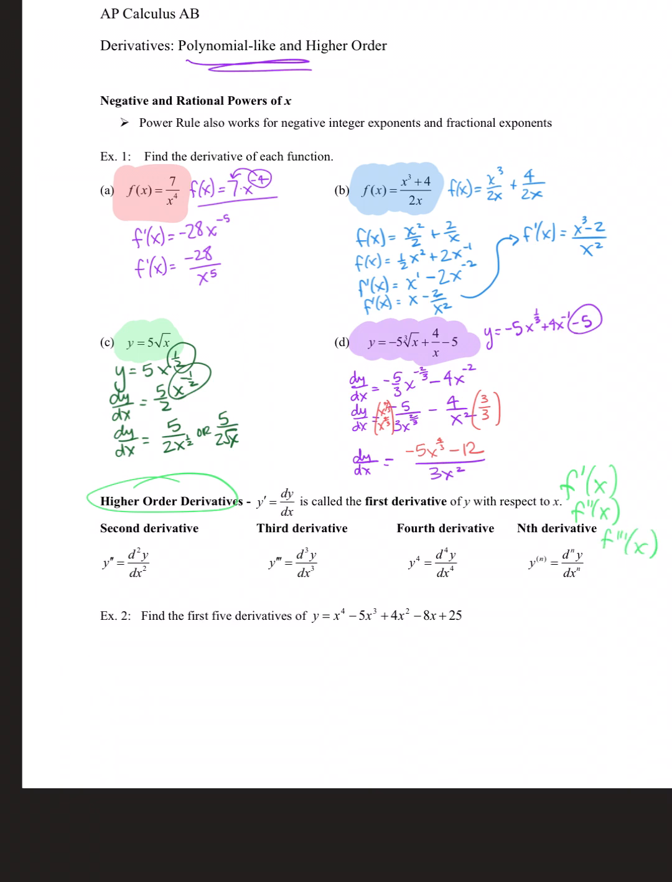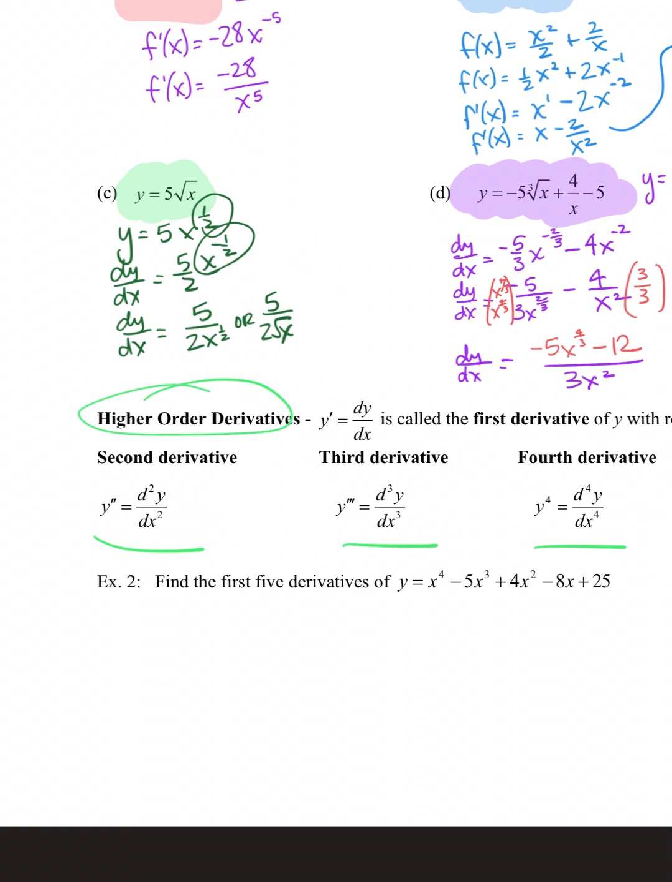But most of the time, we don't use this notation. It's not really accepted as well as these other notations that you're seeing. It's called Leibniz notation, and I would prefer it if you are doing anything more than the second or the third derivative. So this example, number 2, is asking you to find the first 5 derivatives. The first was very visible. Here is the first derivative: 4x to the 3rd minus 15x squared plus 8x minus 8.